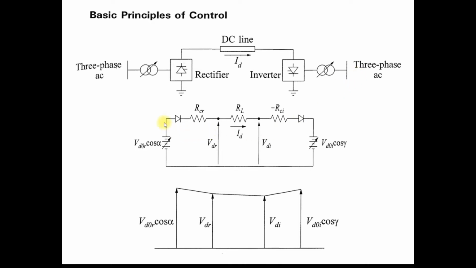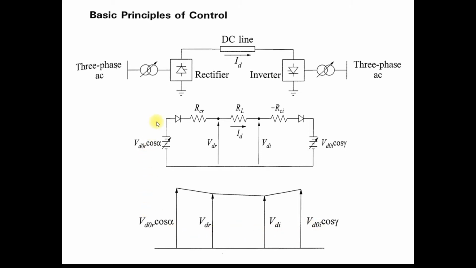Clear? We already drew the equivalent circuit based on the mathematical equations we have derived, when we operate as a rectifier and when we operate as an inverter. So this circuit, VD0 cos alpha, RCR and VDR, this equivalent circuit gives the operation of the rectifier. RL is the DC line resistance. This RCI, VD0I cos gamma, is the equivalent circuit of the inverter operation. If here we write cos beta, then this commutating resistance is positive RCI.